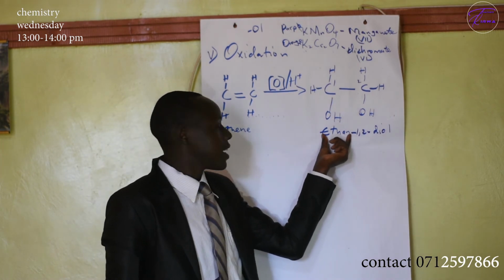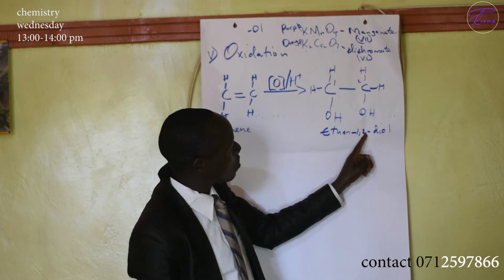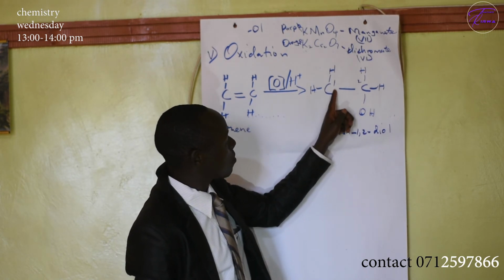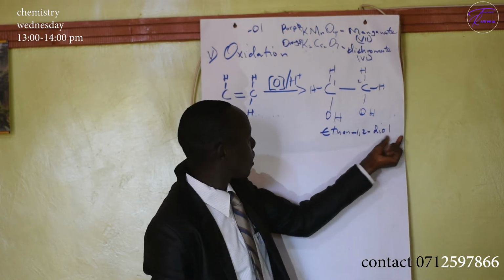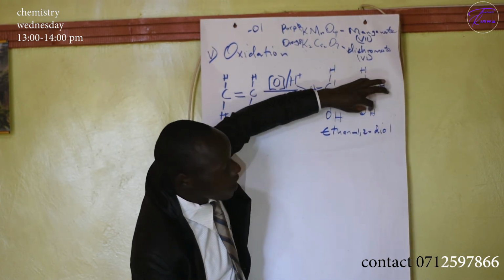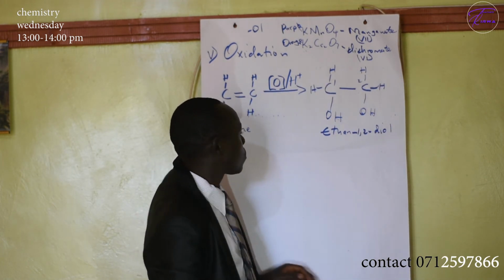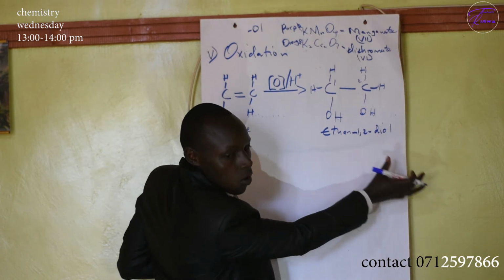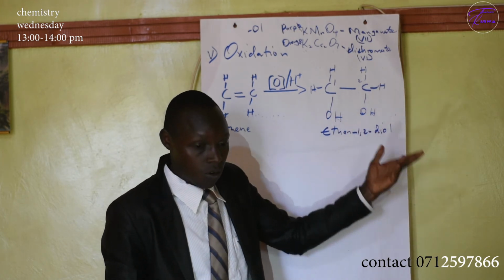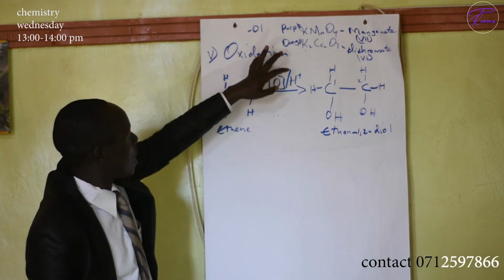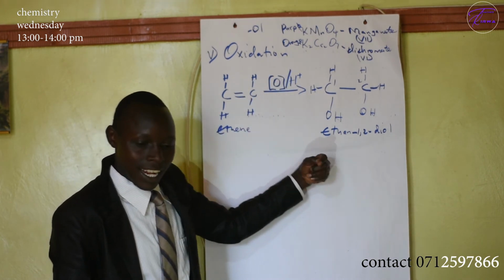Look at the name. Ethan, to show that it is 2 carbon atoms. And then 1,2 to show that at carbon number 1 and carbon number 2 we have 2 ols. So we have 2 ols. That's why we are calling it a diol. It is supposed to be ethanol, but because there are 2, we call it ethane-1,2-diol. So any alkene undergoes oxidation to form a diol.